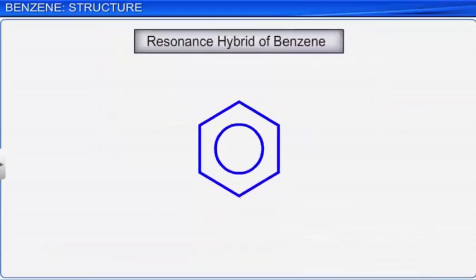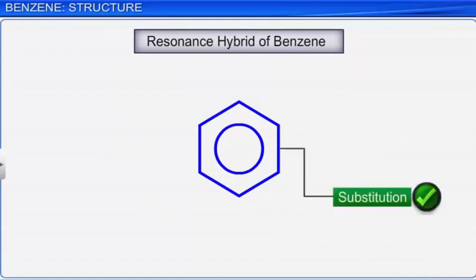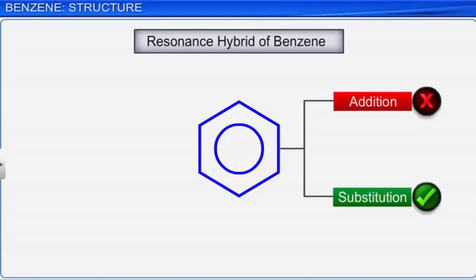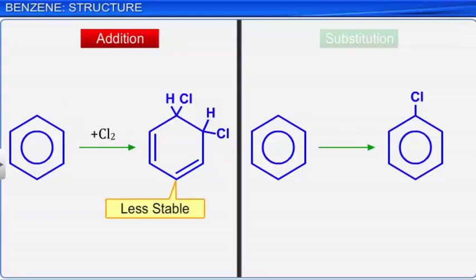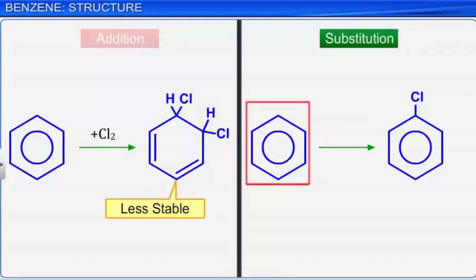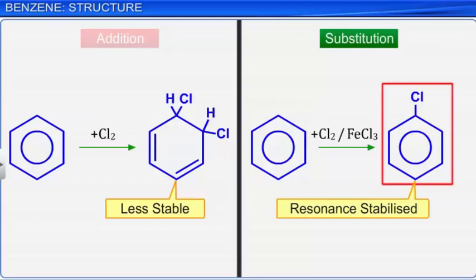Benzene undergoes substitution in preference to addition due to resonance. If benzene undergoes addition reactions, it loses its stability as the product formed is not resonance stabilized and hence is less stable. On the other hand, if benzene undergoes substitution reactions, the resonance stabilized benzene ring is preserved in the product too. Therefore, benzene undergoes substitution reactions.